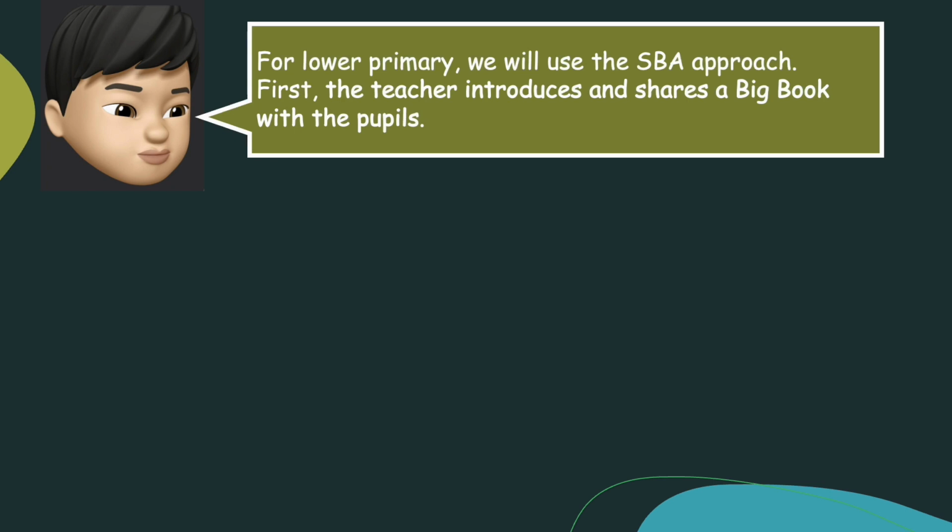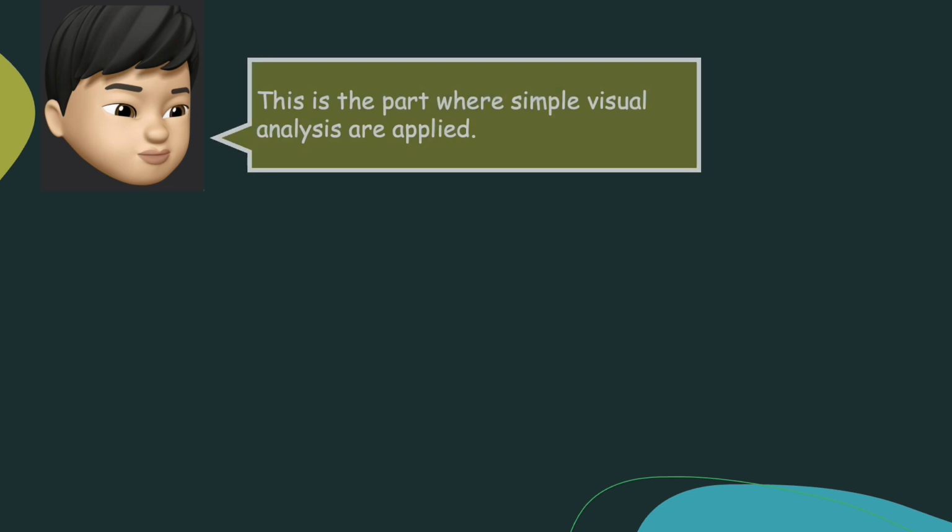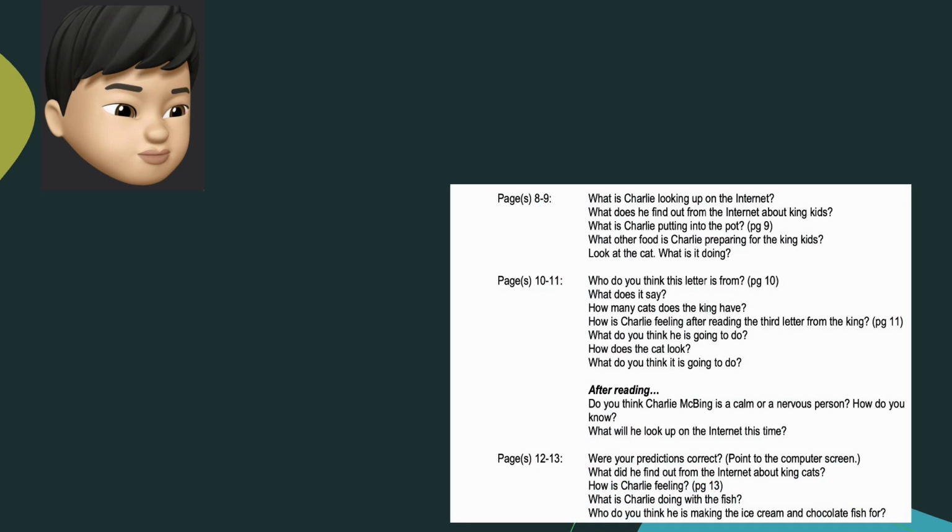So where does visual analysis come in? For the lower primary, we will use the SBA approach, where the teacher will ask them questions and prompt them to interpret the picture. This part is where the simple visual analysis is applied. During the big book reading, teachers are given guidelines, as you can see here. In the guidelines, there are questions to help them with scaffolding. It will come in when the teacher asks pupils questions about the image and illustration.